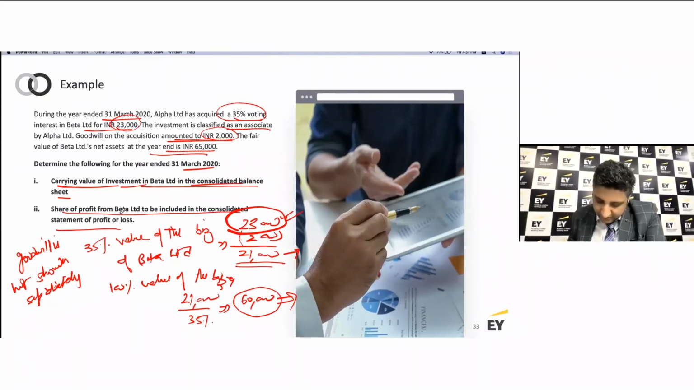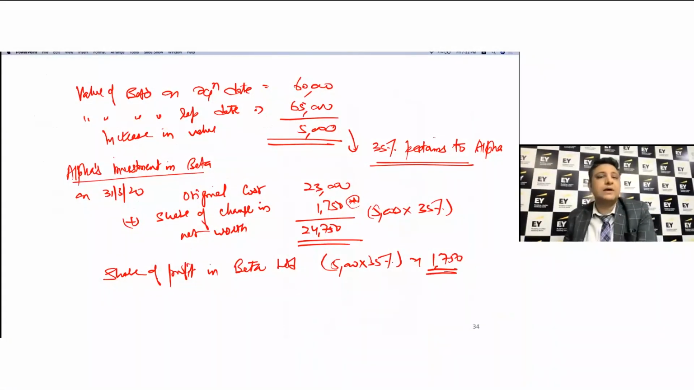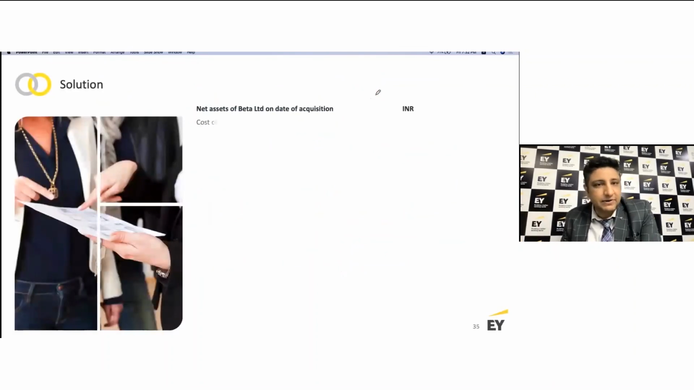Okay, and as far as the share of profit is concerned, we already got this number, right? So the 1,750 needs to be shown in the consolidated profit and loss account of Alpha Limited. Okay, that's how you approach the question. It's a very straightforward question, but yes, you need to be careful about it, that you need to bring the value of Beta Limited on the acquisition date at its 100% value. Okay, let's have a look at the formal solution.